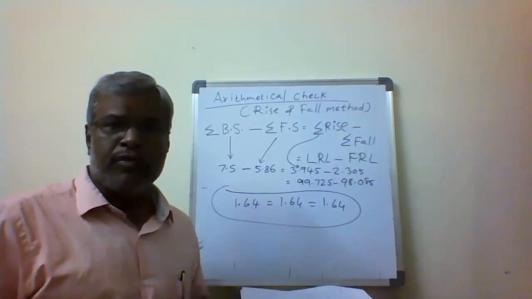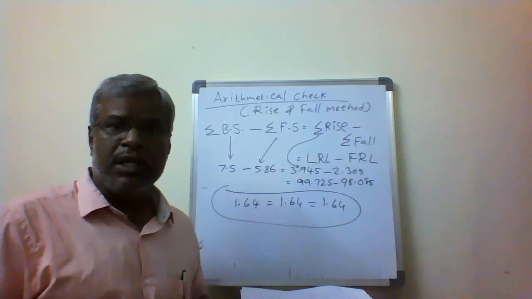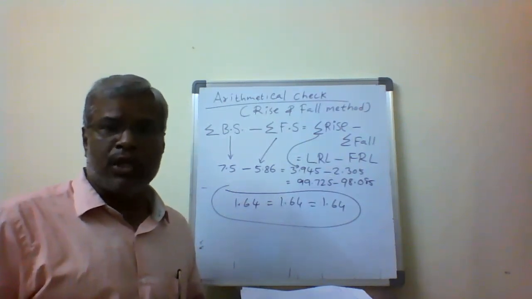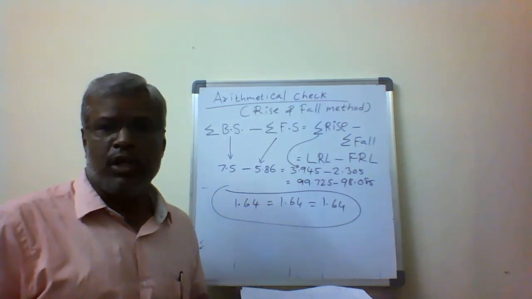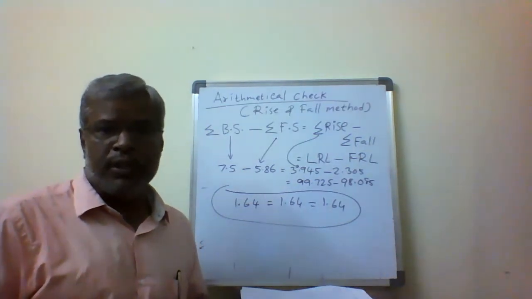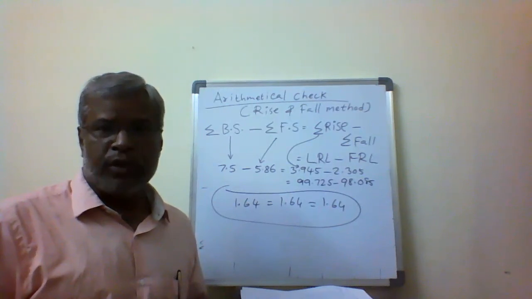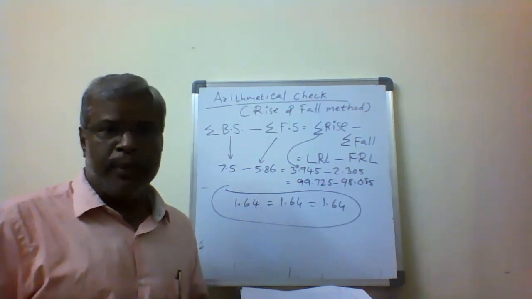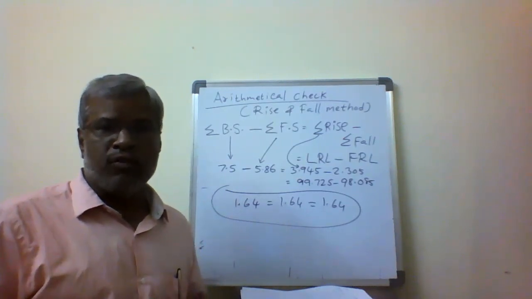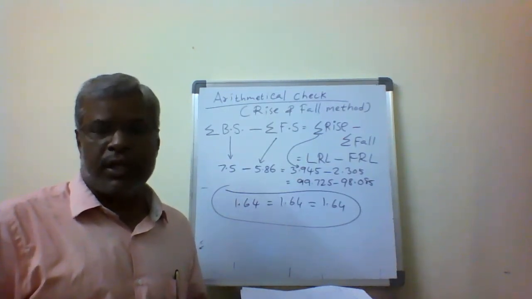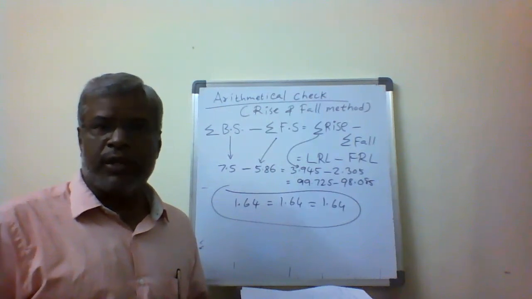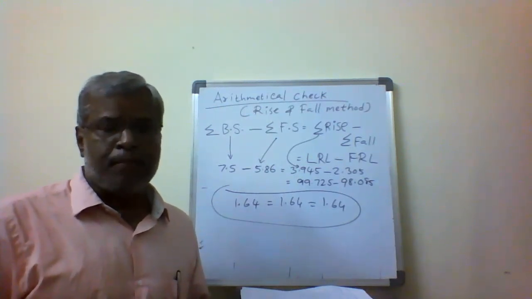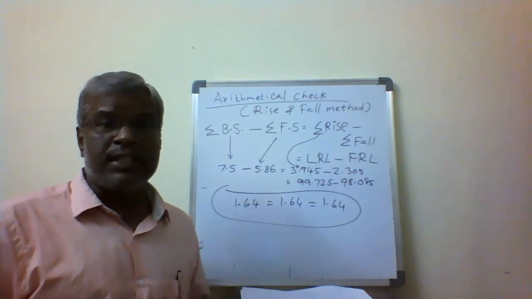So the summation of the backsights minus the summation of the foresights equals the summation of the rises minus the summation of the falls, equals the last reduced level minus the first reduced level. All are 1.64, so whatever rise and fall we calculated is correct. Based on the rise and fall, the elevations we calculated are right, and the reduced levels are also right. In this way we calculate the reduced levels of the given points using the rise and fall method.